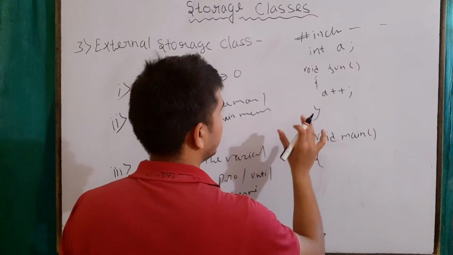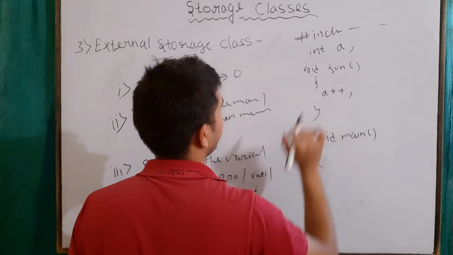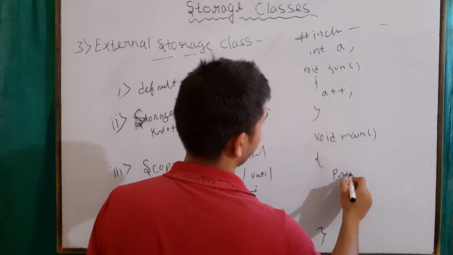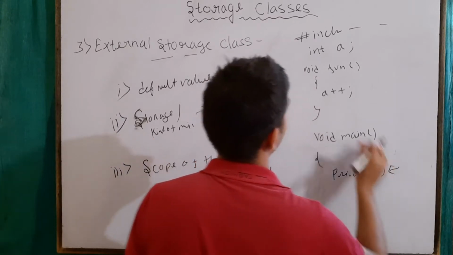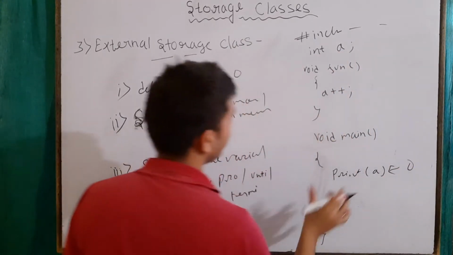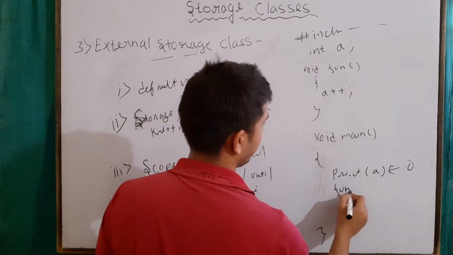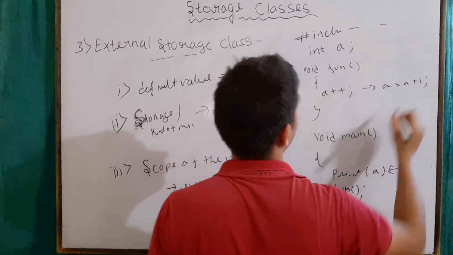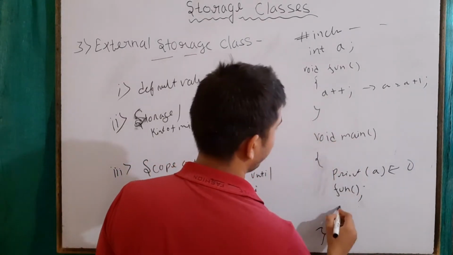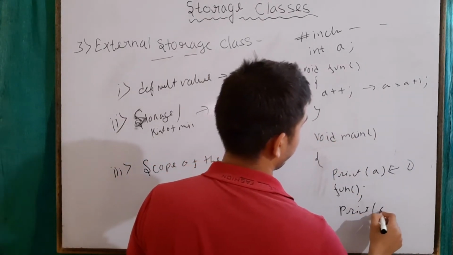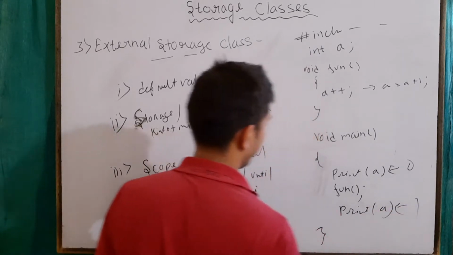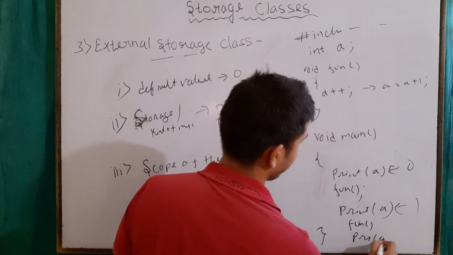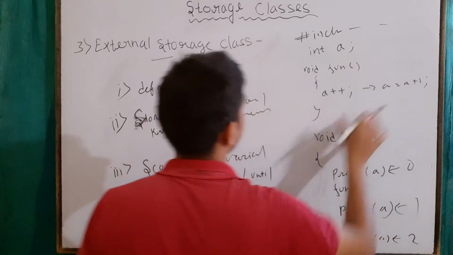What does it mean? That the variable can be accessed from any function. For example, let's say I am here asking for printf of a. What will it give me? The default value, which is 0. Now I am calling the function fun. What is it doing? It is incrementing by 1, right? So now if I write printf of a, it will give me 1. If I again call it and then again do printf of a, it will give me 2 because I am increasing the value.